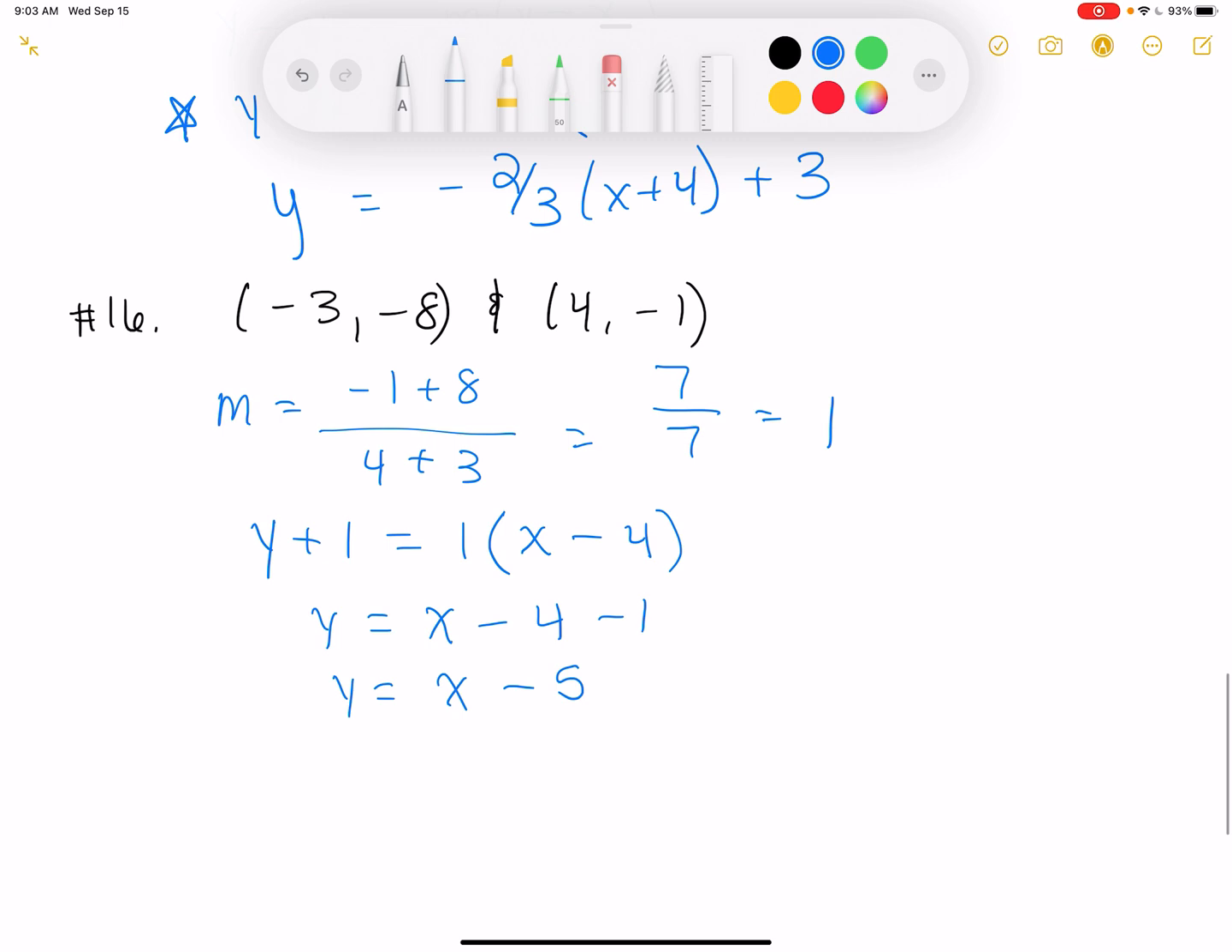Now, that's slope-intercept form. It said general form. So I need to move this x over here. So I get negative x plus y equals negative 5. And this here is in general form. Why is it? Because it's ax plus by is equal to c. So this is the general form.